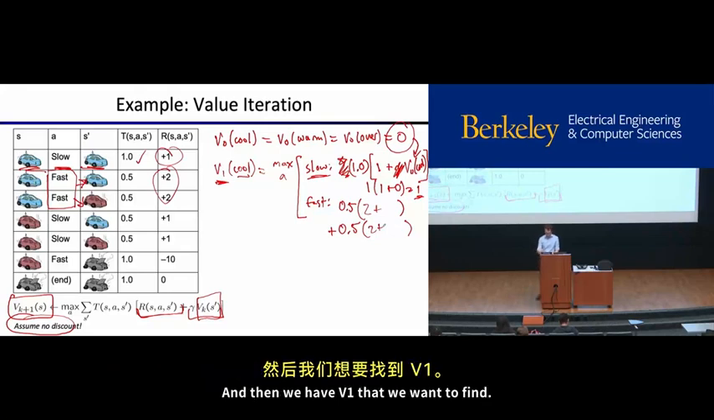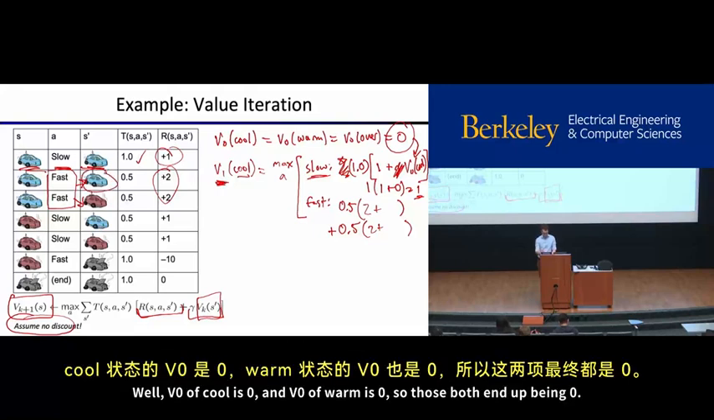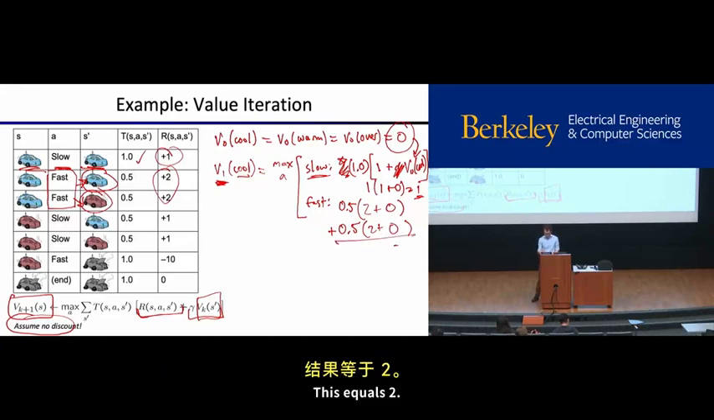And then we have V1 that we want to find. And so we're looking at V0 of the two states we might end up in. Well, V0 of cool is 0, and V0 of warm is 0. So those both end up being 0. And now we're just averaging together these 2's. This equals 2.